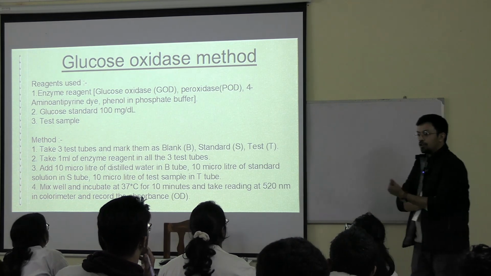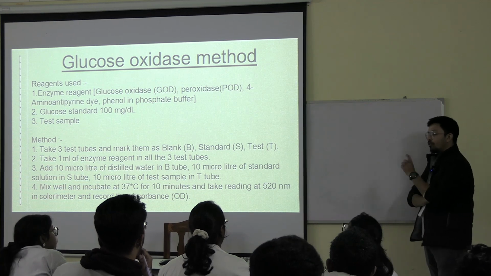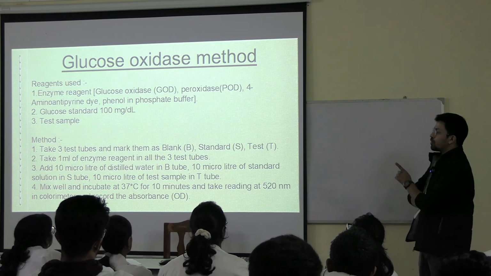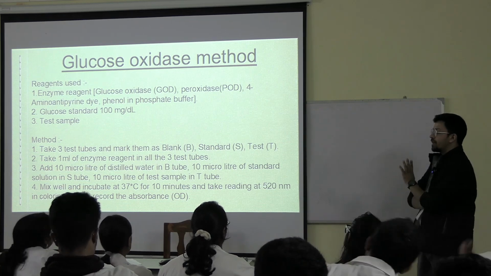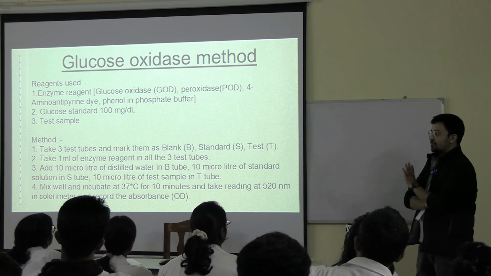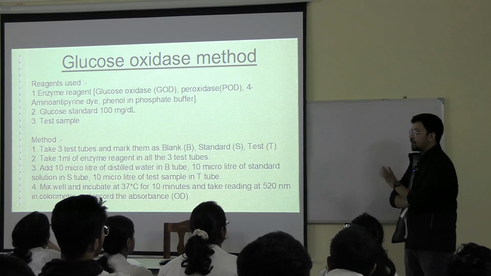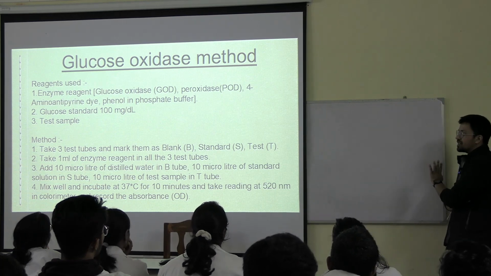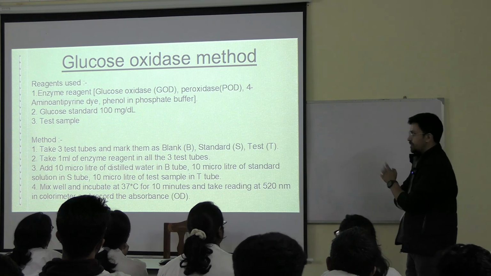Second is the glucose standard. Glucose standard means I told you about one. We will take one test tube where we will know the concentration of the glucose that is there. So the standard value is 100 milligram per deciliter. So this value we know. And third is the test sample, whose glucose level is unknown, that we will be estimating. And another one is distilled water. I did not mention distilled water, but that is the blank test tube that we will add.